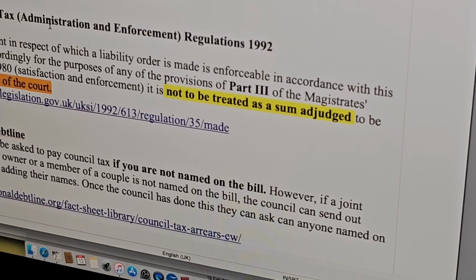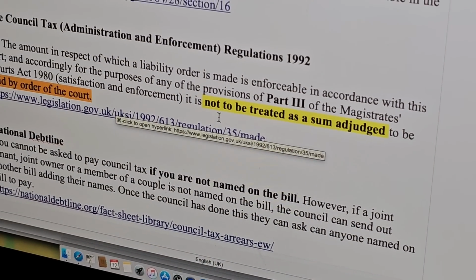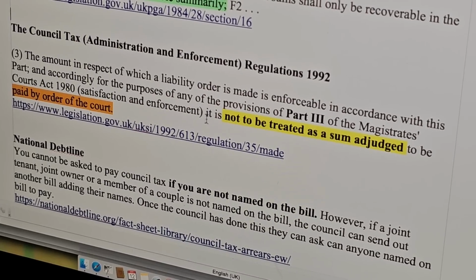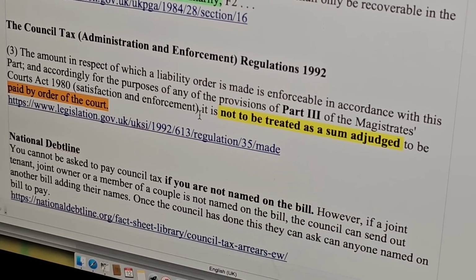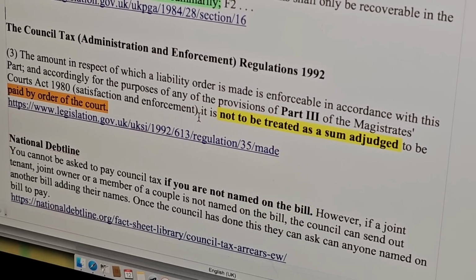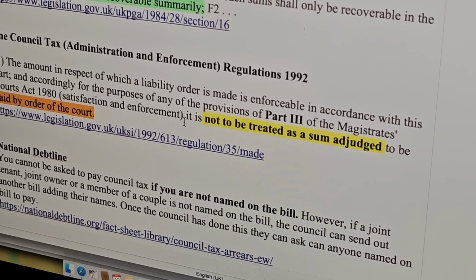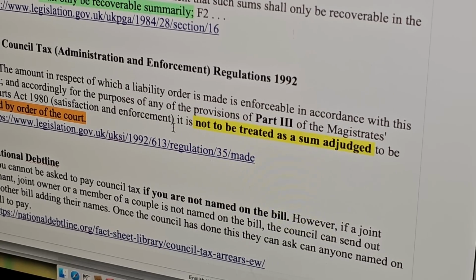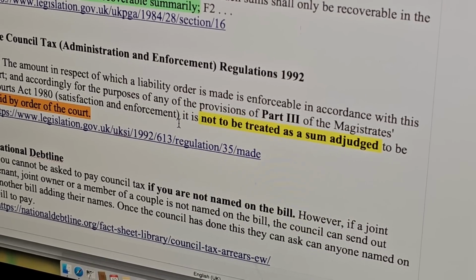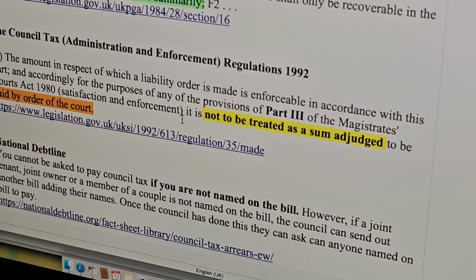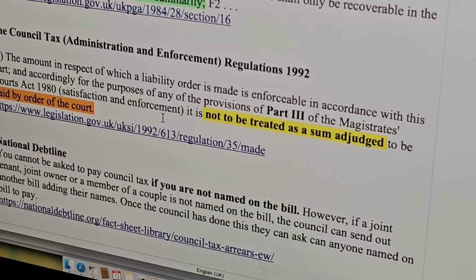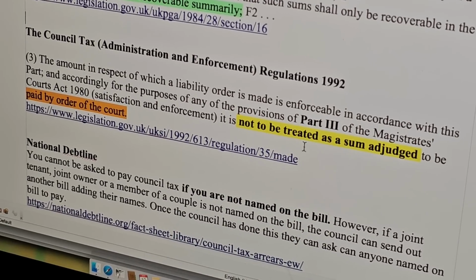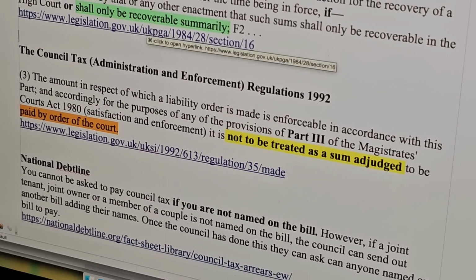Yeah, that's just telling you there that it's not to be treated as a sum adjudged to be paid by the order of the court. Why? Because it's not a fine. That's why it's not to be treated as a sum adjudged to be paid by the order of the court, because the sum adjudged would be for a fine. So if you were done for a criminal offence and you got a fine, then it would be adjudged as a sum to be paid by the order of the court. But because it's not a fine and it's civil, it is not to be treated as. It's where they put the not to be, the ifs.